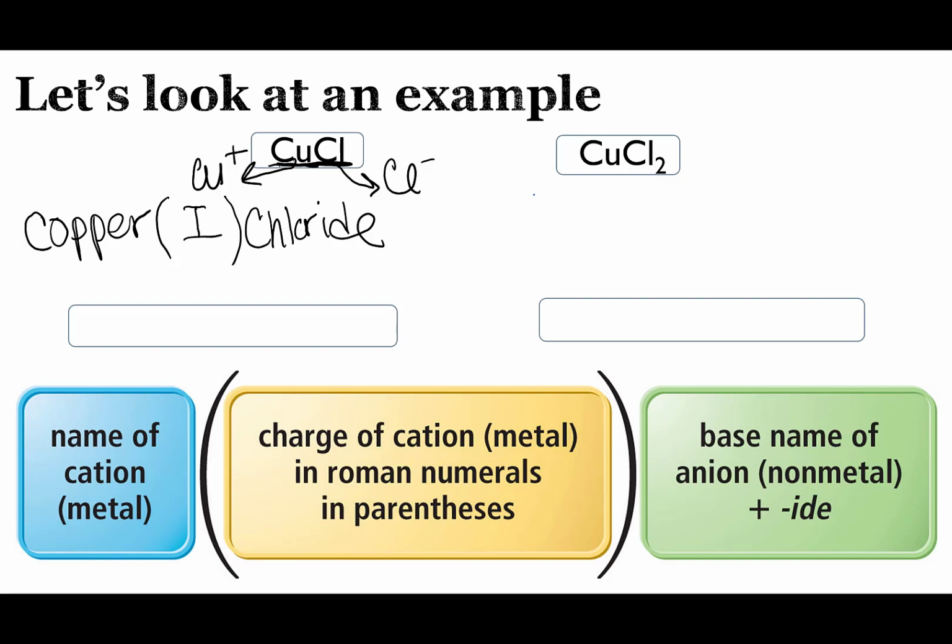All right, so we're going to write the name of the metal. So again, we've got copper. We're going to write the name of our non-metal, base name plus IDE. So we're going to have chloride. And again, I left a gap in the middle because I know I'm going to need to put Roman numerals in there.